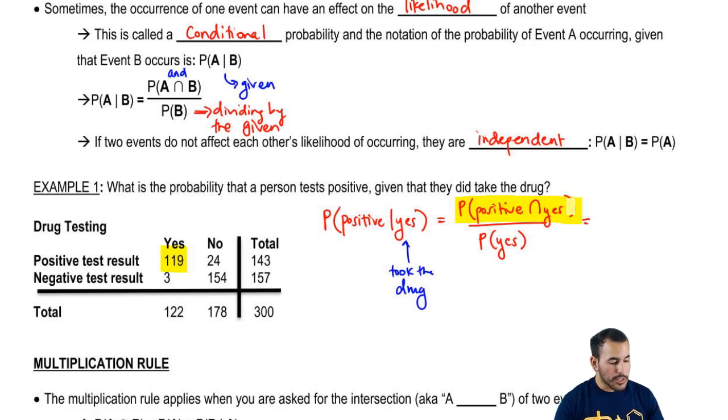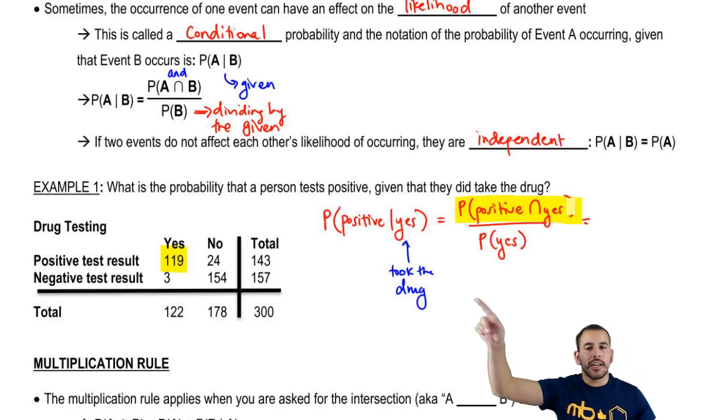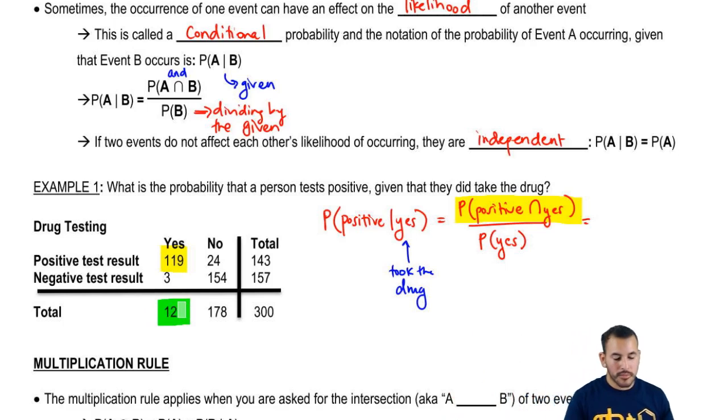Now, what's the probability of just being yes in general? So how many people fully did take a drug? So total, there was 119 that tested positive and took the drug, and then there were 3 that tested negative but took the drug. So total we have how many? 122 people that did take the drug.